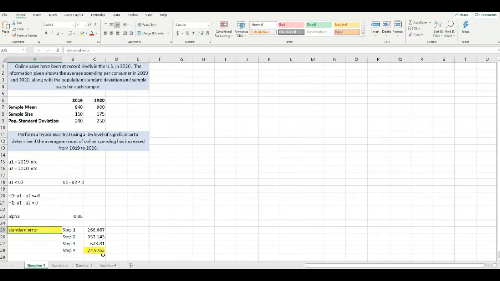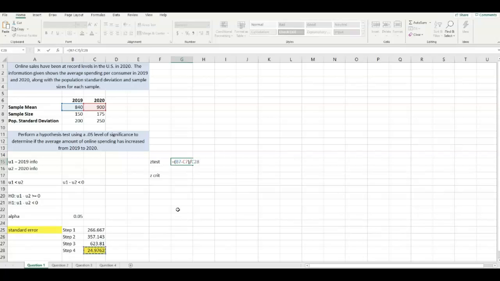So now that we have that, now we can find our test statistic and our critical value. So let's start first with our test statistic, or our z-test. The way that we're going to find this is by taking the difference of our two sample means. So our 840 minus the 900, and we divide all of that by this standard error that we just found, the 24.97. So that comes back with this test statistic of negative 2.4.